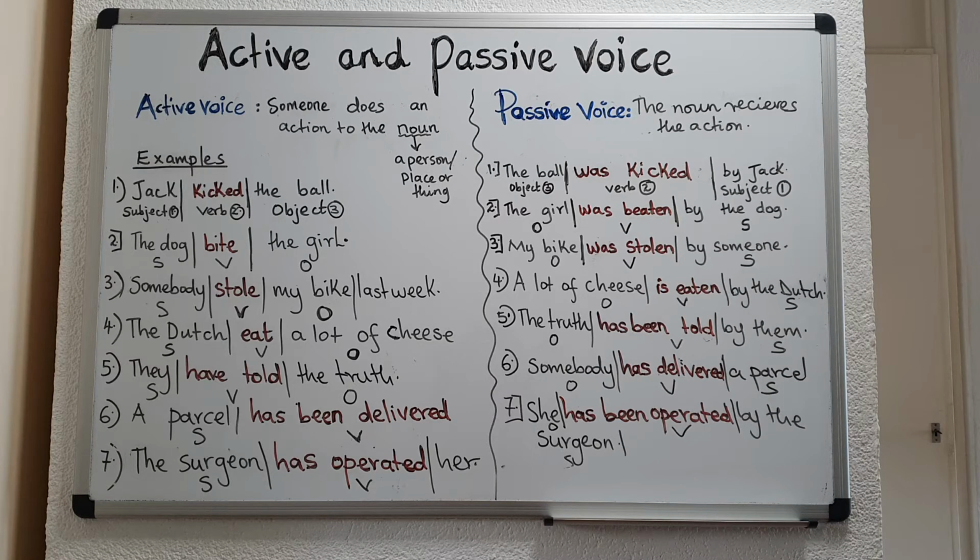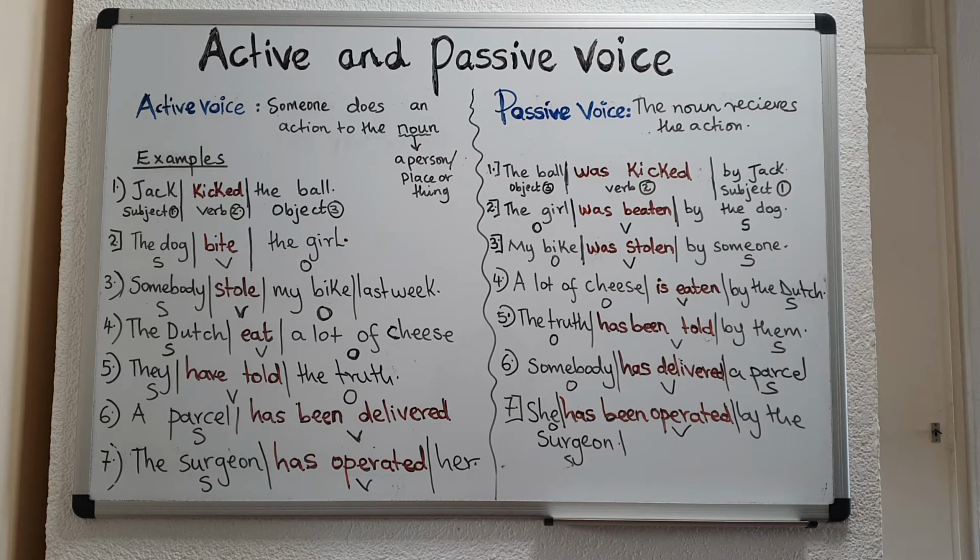Jack is the subject. Jack is the someone that is doing an action. So Jack is the subject, kicked is the verb, and the ball is the object. So Jack does an action. He does the action of kicking, and he does that to the ball, which is a noun because it is the name of a thing. Jack kicked the ball.